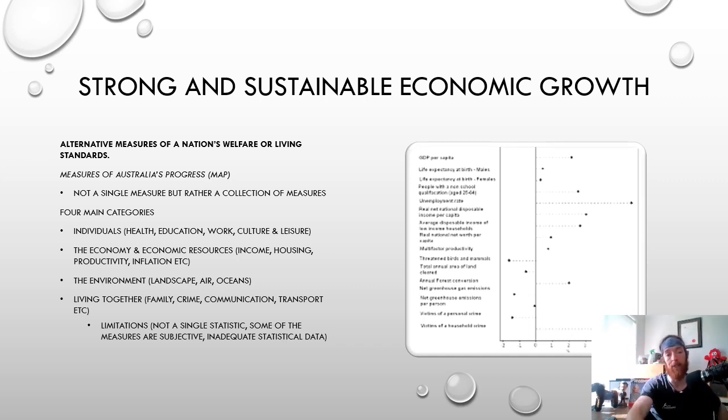But some of the limitations of this is that it's not a single statistic. Some of the measures are subjective and there's inadequate statistical data to make really strong judgments based on this. So that's why we don't use some of these as the main statistic, and we still use GDP or real GDP most often. But it's really good to know that some of these exist to address some of those limitations of GDP, to see that we are improving non-materially as well as materially.